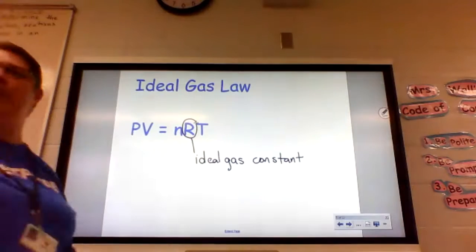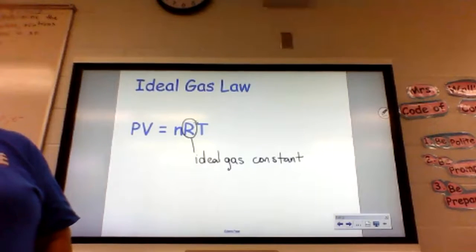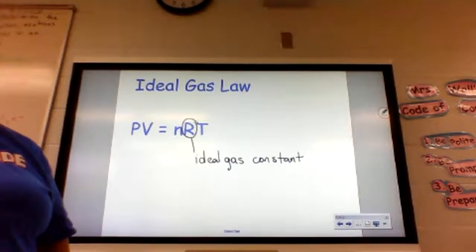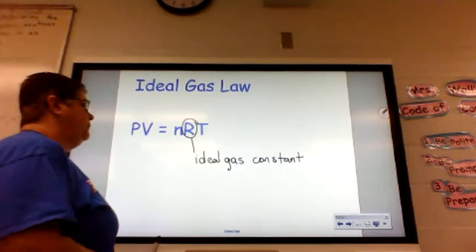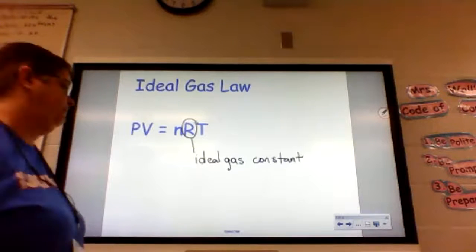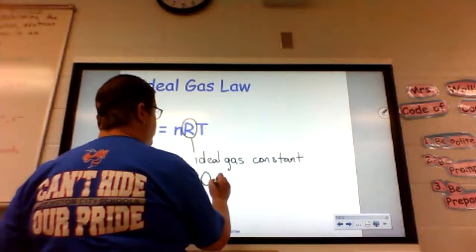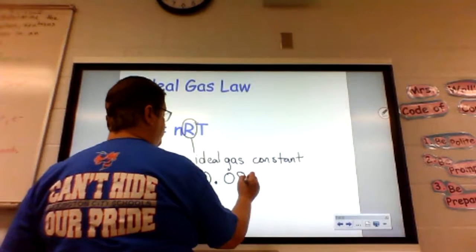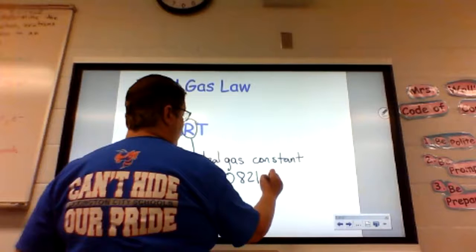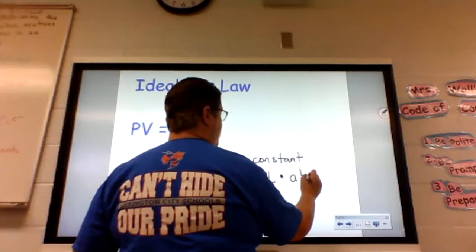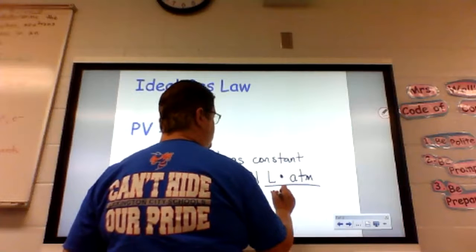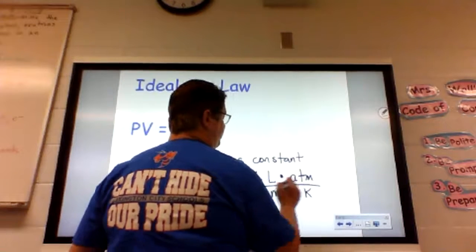Now, there are 3 R's on your reference table. I could teach you to change R based on the units in the question, which is the way I choose not to teach it. Some teachers will teach it that way. I'm not one of them, okay? This is the way I'm going to choose to teach it. The ideal gas constant that we will use is this one. Its units are liters times atmospheres over moles times Kelvin.